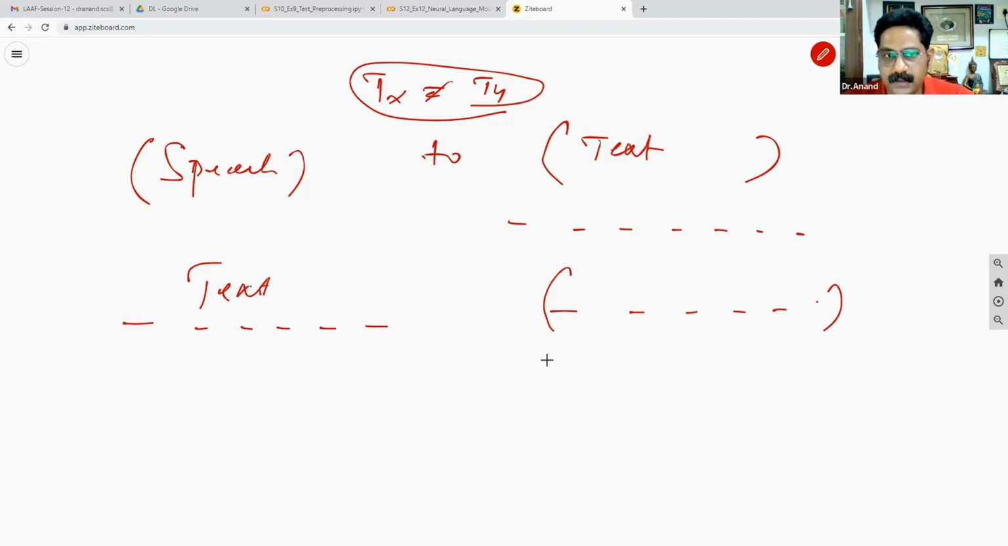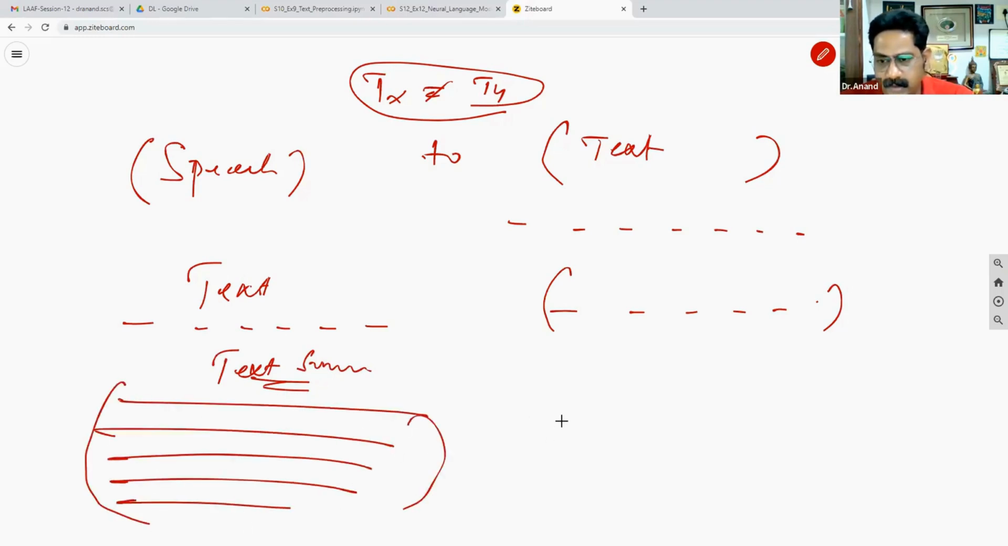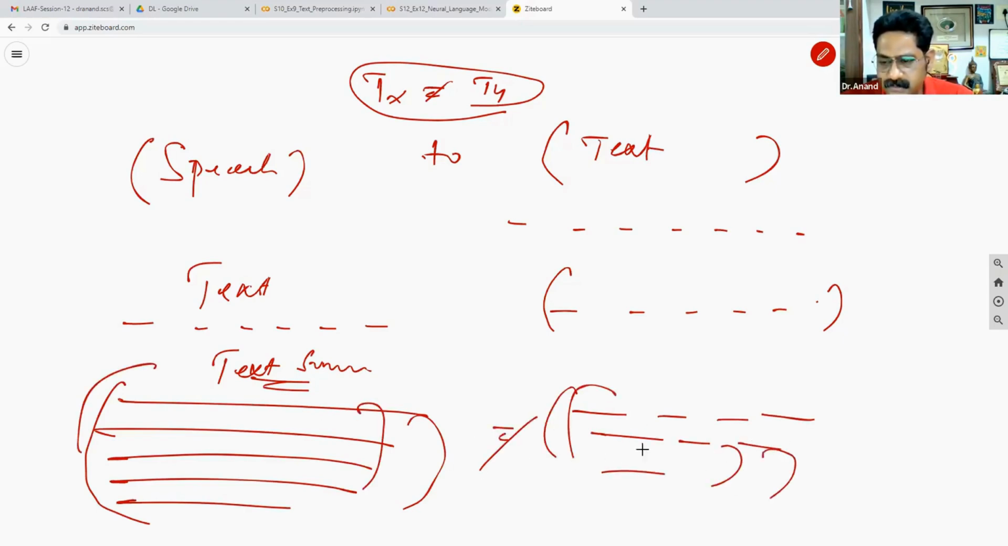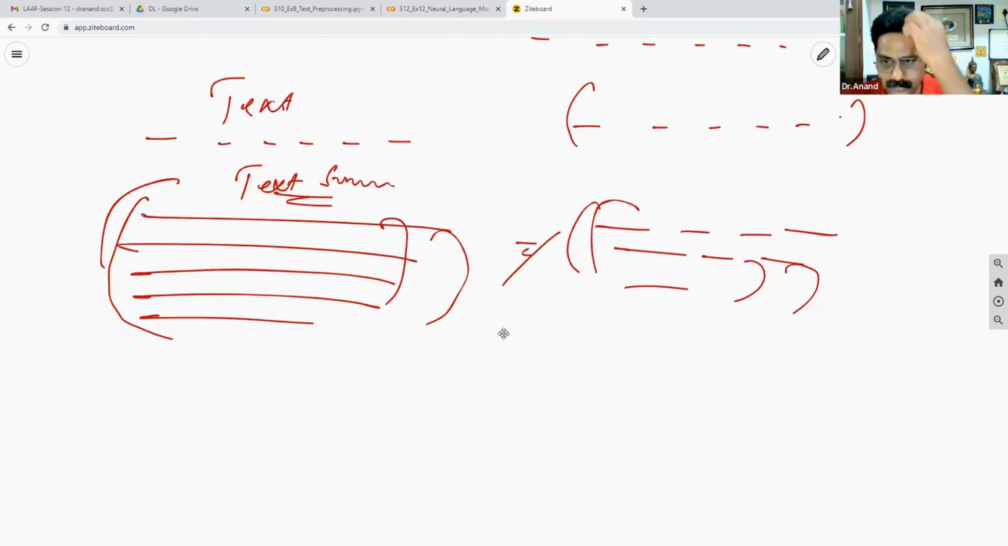Any other application? Text summarization, right? Text summarization comes under this category. What is text summarization? You have a big paragraph of a particular news article, and you are going to summarize this. Because this input sequence is different from this output sequence, you're going to summarize the whole text. Text summarization also comes under many to many, which is a special case of encoder decoder architecture.